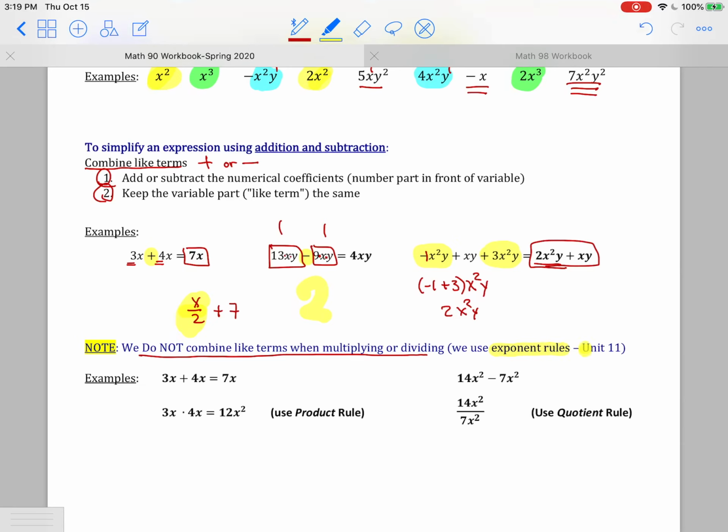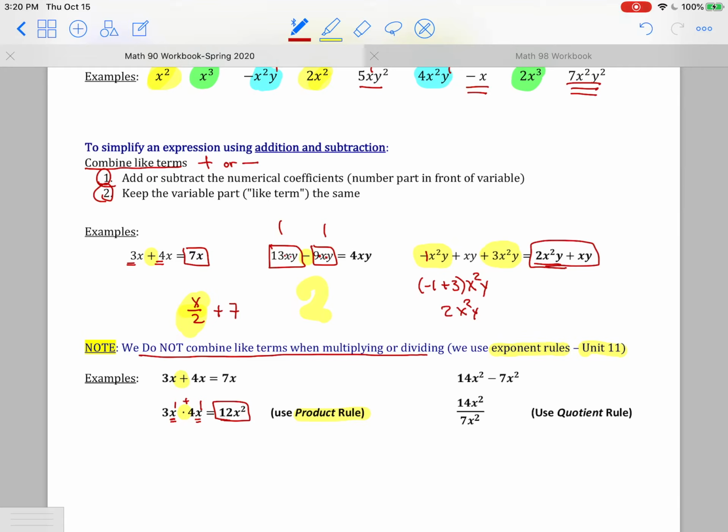What we do is we use exponent rules, and we're going to talk a lot more about that in Unit 11 coming up. So here's the difference, right? 3x plus 4x is 7x, gathering all the x's together. 3x times 7x, we use something called the product rule. And like I said, we're going to get into it a lot more. In the product rule, though, what we do when we have the same bases, these x's are called bases, when we have the same bases, we add the exponents. And so you can see, not only did we multiply the 3 times the 4 to get the 12, we added those exponents, and now we have x squared.